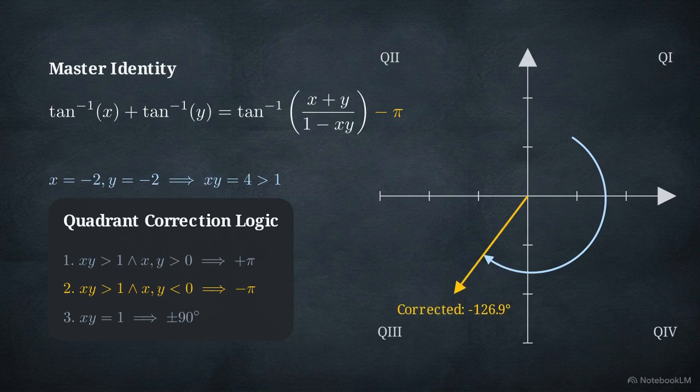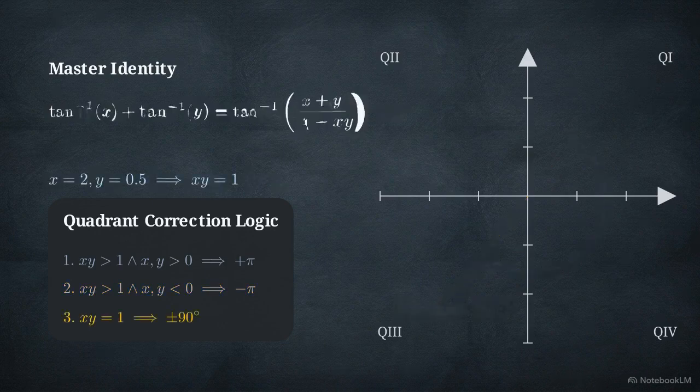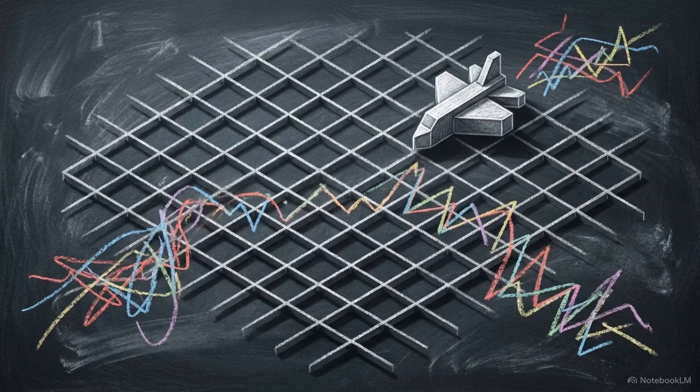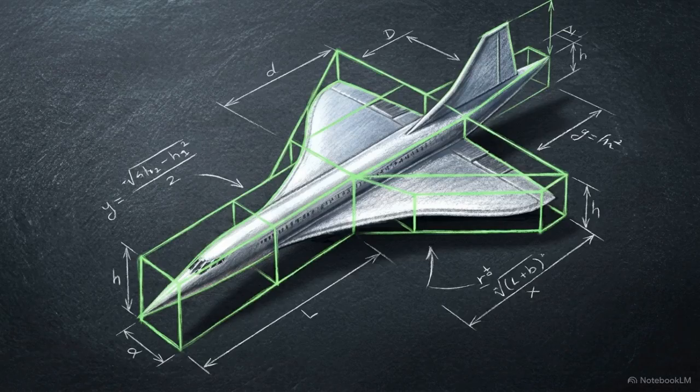Right on the absolute boundary line, where x times y equals exactly 1, the denominator hits 0. The system hits an asymptotic wall, snapping to exactly 90 degrees. Failing to implement these piecewise quadrant correction rules guarantees complete systemic misalignment when crossing that boundary. These phase wraps are mandatory operational guardrails that keep physical geometry tethered to mathematical reality.